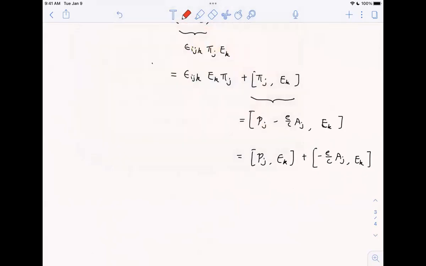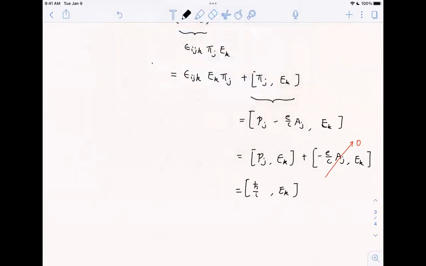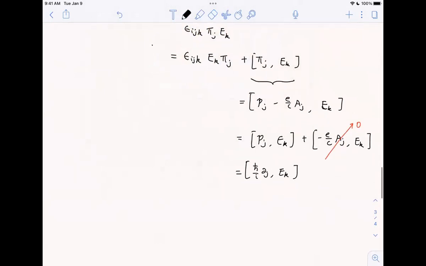So this term is 0. Why? Because A is a function, E is also a function. They're not derivatives, so they commute. But this one is not, because P is a derivative and E is a function. So this is H bar over I derivative, E K. This derivative will be only on the J component. When you are taking a commutator between a derivative and a function, the commutator is just a derivative on the function. You can check this by yourself.